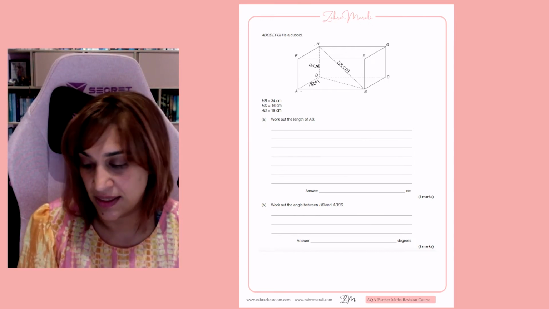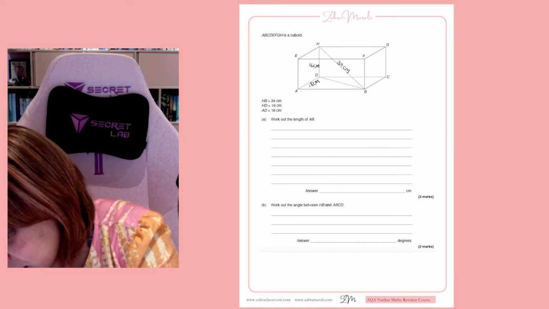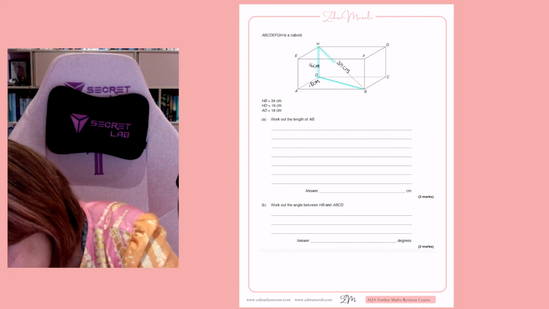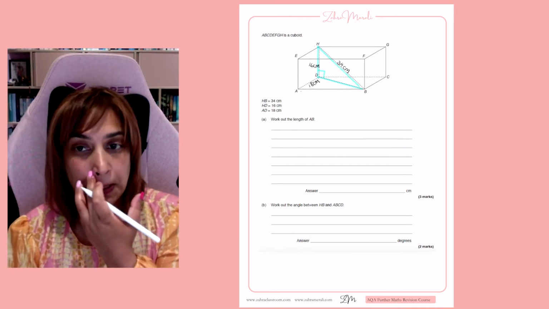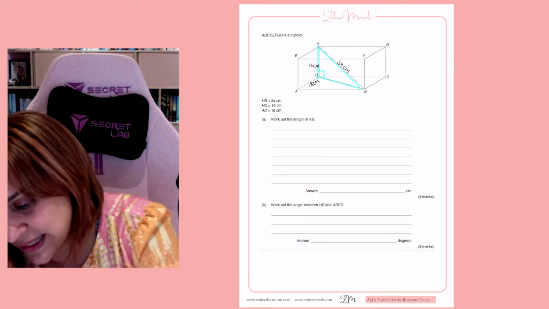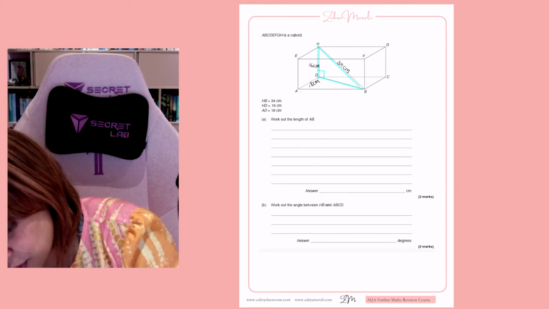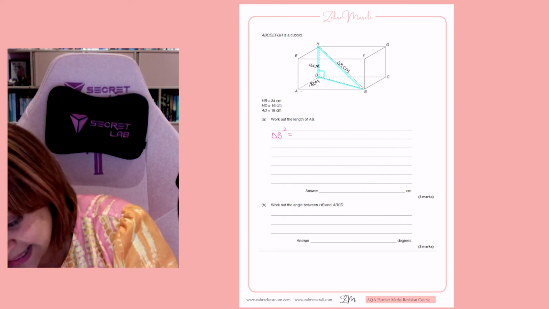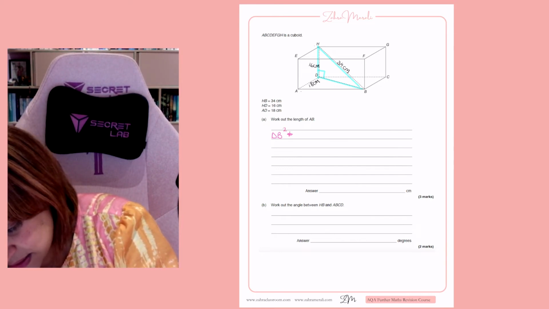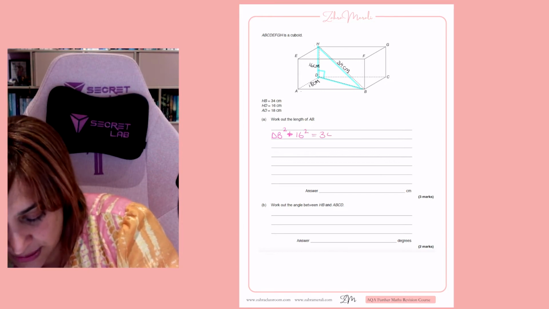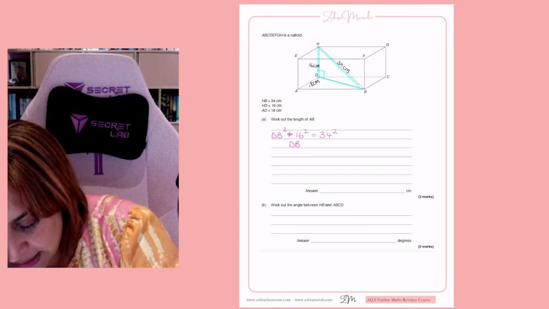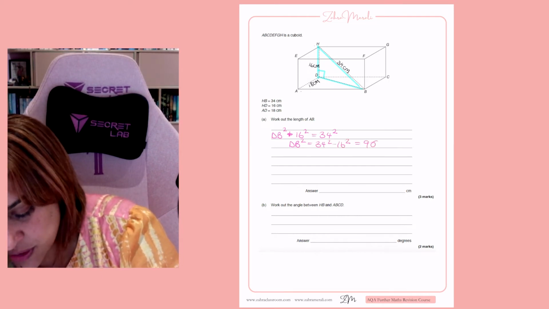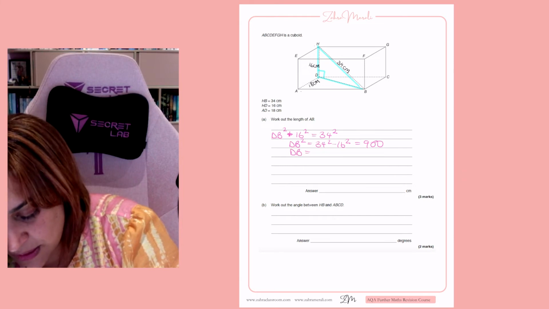Now what we can find easily, based on the information we have, is DB, because we've got a triangle here. Remember, everything is right angles when we've got cuboids, and so we can use Pythagoras to find DB to start with. So DB squared plus 16 squared is going to equal 34 squared. So DB squared is 34 squared minus 16 squared, which comes out to be 900. So DB must be 30.